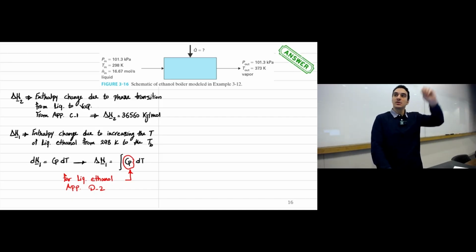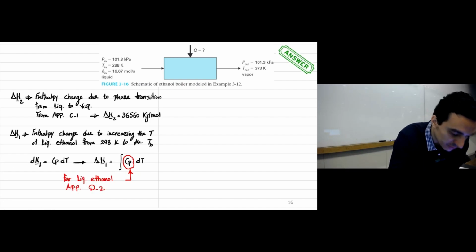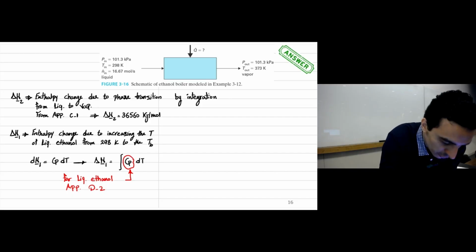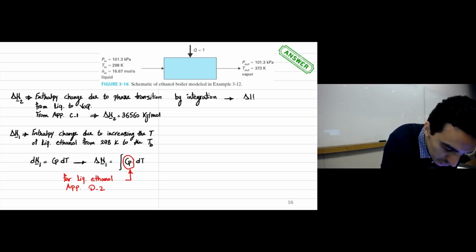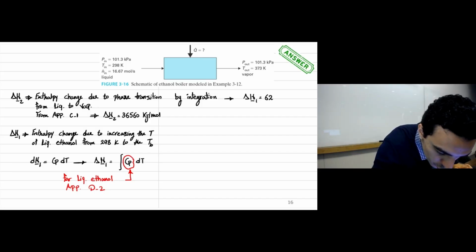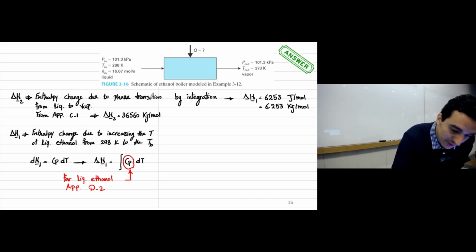So get this equation, substitute Cp from this appendix into this equation, and then by integration you can find that delta H1 is 6253 joule per mole. That's divided by 1000, 6.253 kilojoule per mole. Is it clear? Okay.